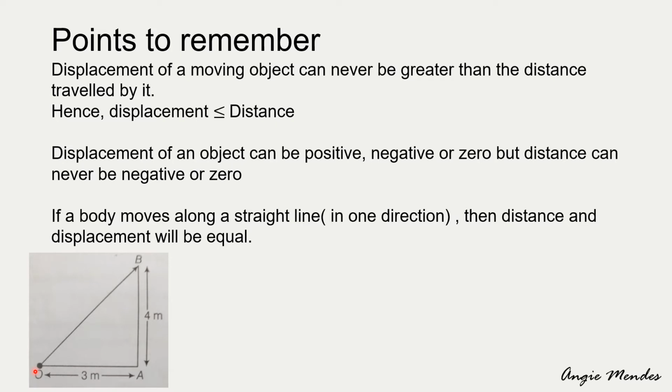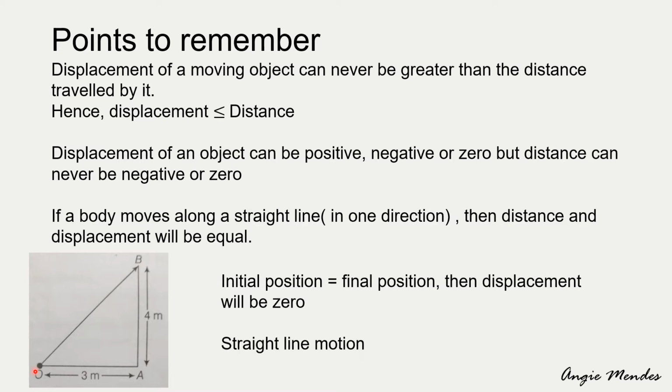Now let us look at this figure to understand when the displacement can be zero. If the initial position and the final position is the same, then displacement will be zero. So in this figure, O is the initial position, and let's say from O the object has traveled to A, from A it has traveled to B, and then from B it has traveled back to O. So the initial position and the final position become the same. So then displacement is zero.